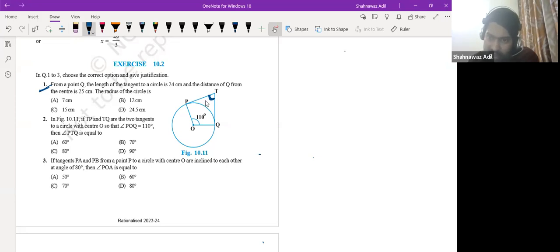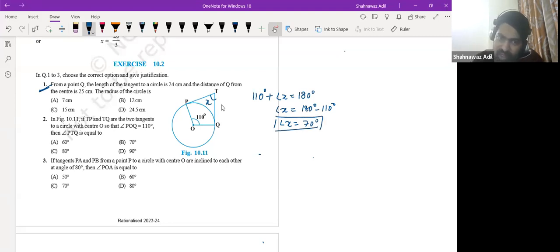Supplementary. Yeah. So let's say if this is x, so 110 plus x, that is supplementary, which means 180 degree. So x would be 180 minus 110, which is 70 degree. So x would be 70 degree, right?